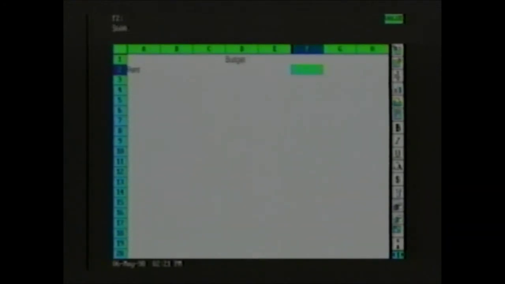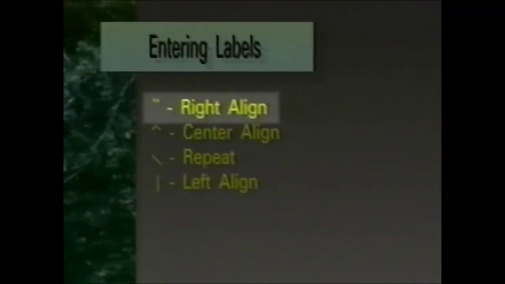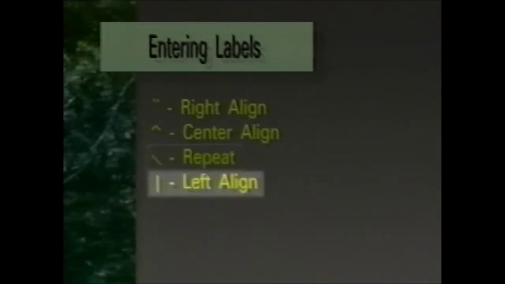to designate left alignment. To change the alignment of an entry, use a different prefix as the first character of your label. A quote mark means right aligned, an up arrow is for centering, a backslash calls for a symbol to be repeated within a cell, and a vertical bar means left aligned and non-printing. To enter a number as a label, such as an address, type a label prefix before the entry.